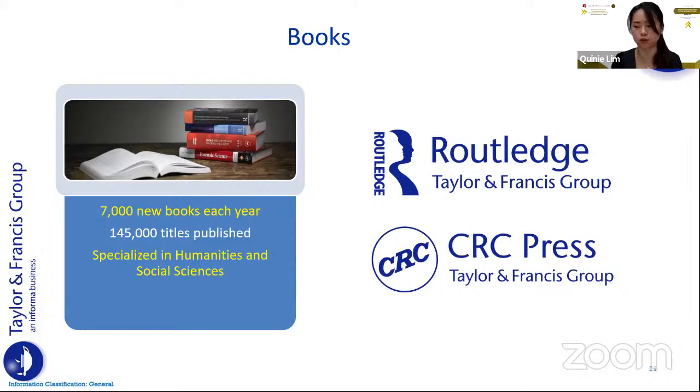A little bit about books. We publish on average 7,000 new books each year for all levels of academic study across a wide range of subjects and disciplines, including humanities, social sciences, behavioral science, law, the built environment, as well as natural science, technology, and medicine. Social sciences and humanities books come under the Routledge imprint, and science, technology, and medical books are under CRC Press.